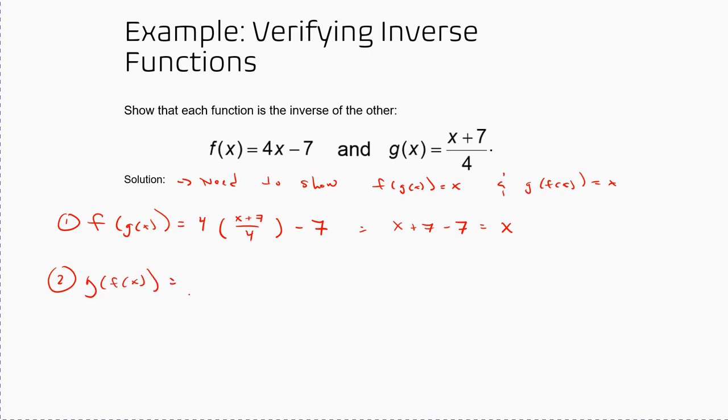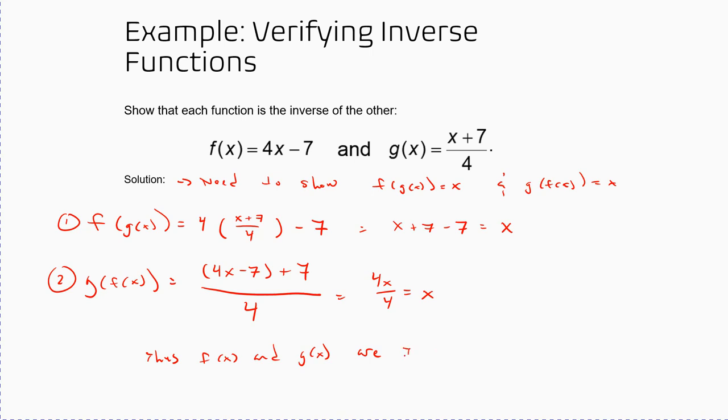so it's input x plus 7 divided by 4. And what I'm plugging in is f of x, which is 4x minus 7. Well, look what happens. Minus 7 plus 7 goes away. You're left with 4x over 4. Look, they cancel out. Okay, so thus, f of x and g of x are inverses of each other. And that's it.